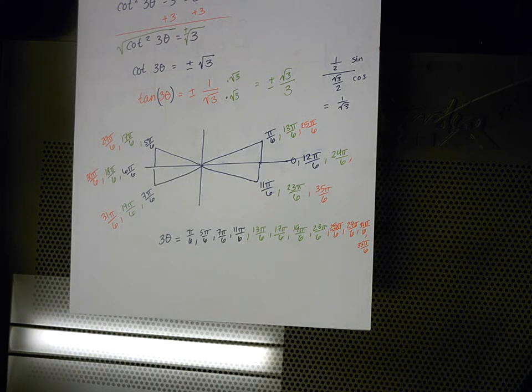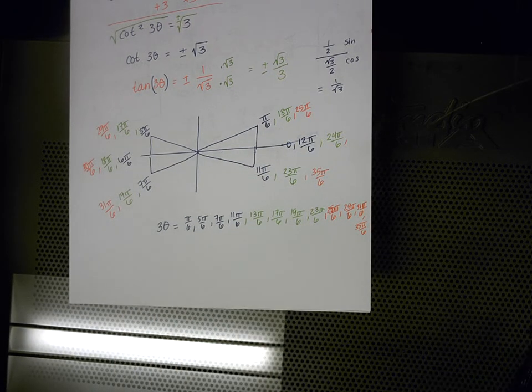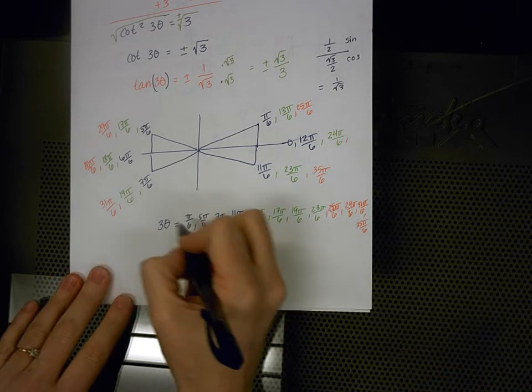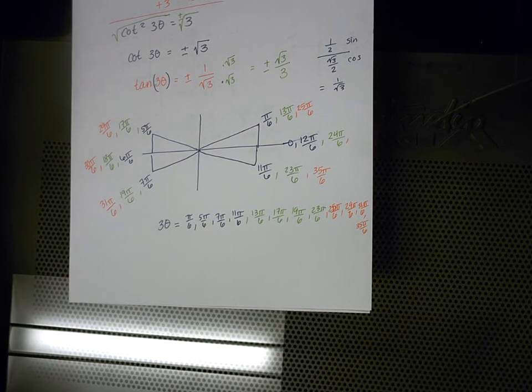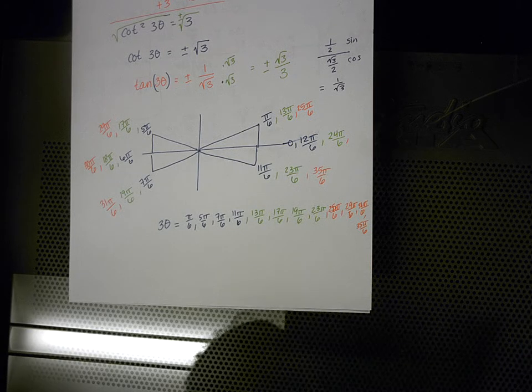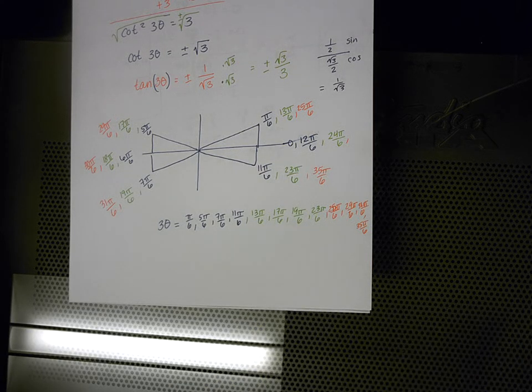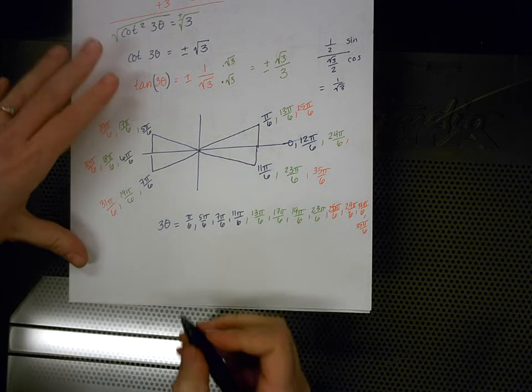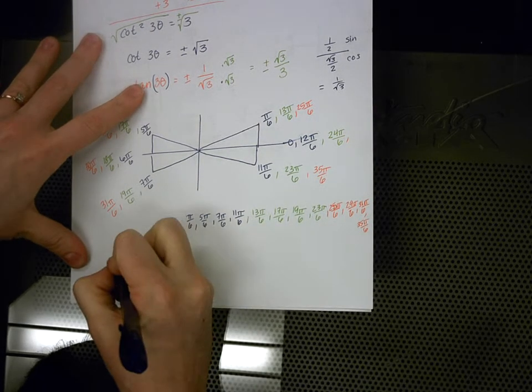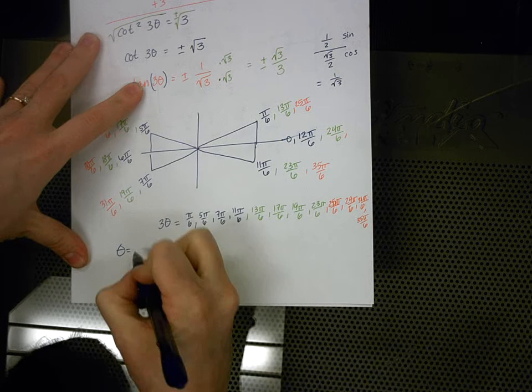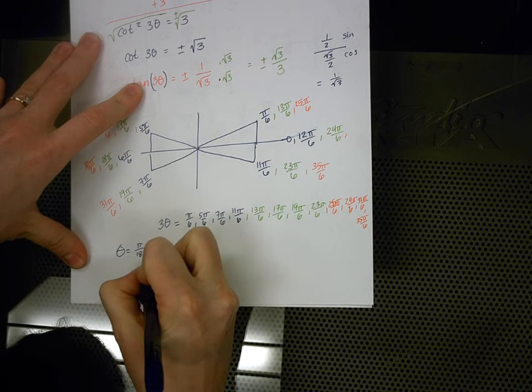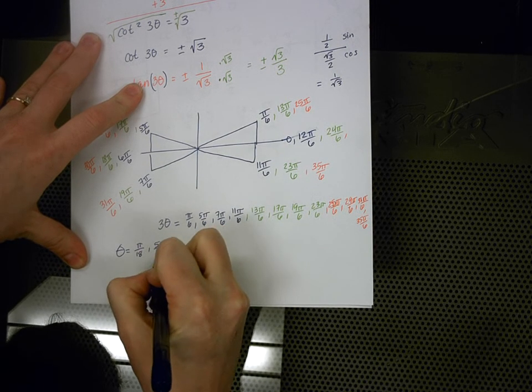Now, we have to solve for theta. So, solving for theta, we're going to divide everything by 3. When I divide by 3, that's the same as multiplying by 1/3. So if I multiply each of these by 1/3, it's just going to change my denominator because my numerator is going to stay the same when you multiply by 1, and the denominator should be multiplied by 3. So 6 times 3 is 18. So you get pi over 18, 5 pi over 18, and then keep going.